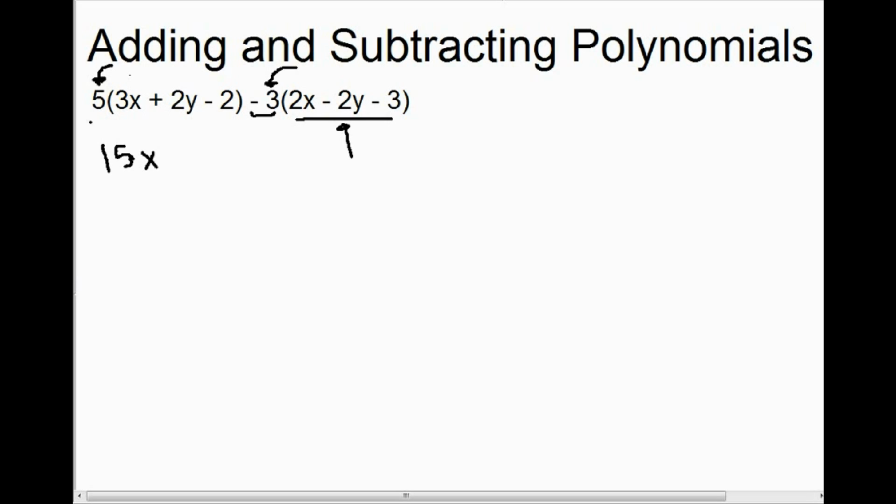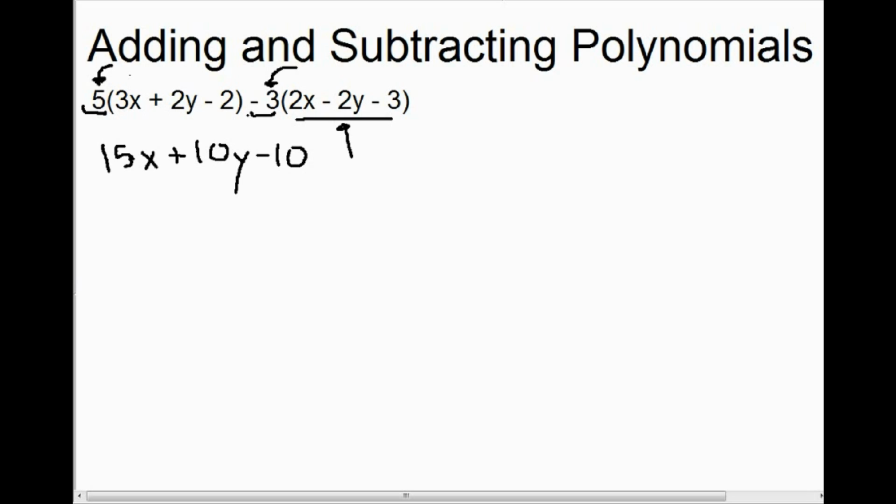Well, 5 is a positive, and we have positive 2y, positive times a positive. 5 times 2 times y. The only part of that you can combine is 5 times 2. So 5 times 2y is 10y, and then finally 5 times minus 2, a positive times a minus is a minus, so that's minus 10.